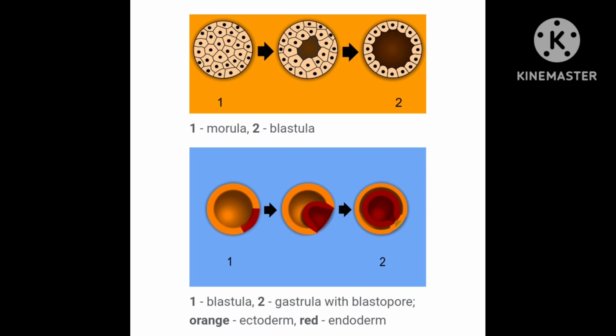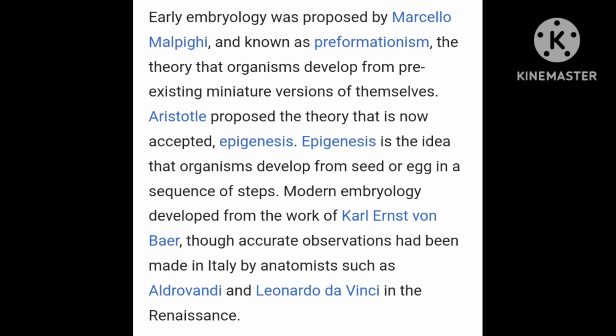I will tell a little bit about the history of how modern embryology began, and I'll also discuss the ancient ones. Early embryology was proposed by Marcello Malpighi and known as preformationism, the theory that organisms develop from pre-existing miniature versions of themselves. Aristotle proposed the theory that is now accepted, epigenesis, the idea that an organism develops from a seed or egg in a sequence of steps. Modern embryology developed from the work of Karl Ernst von Baer, though accurate observations had been made in Italy by anatomists such as Aldrovandi and Leonardo da Vinci in the Renaissance.